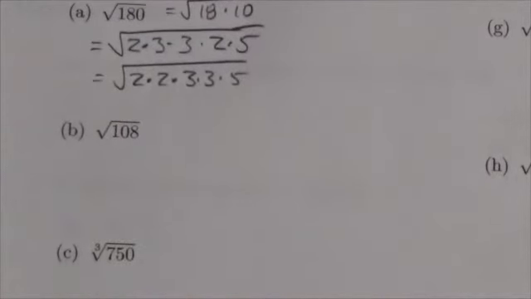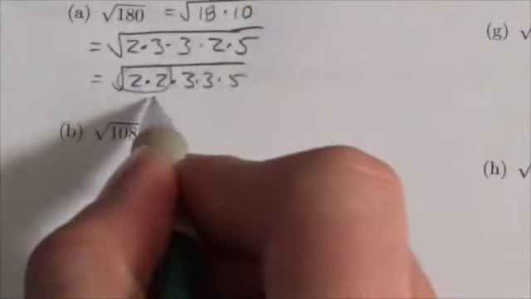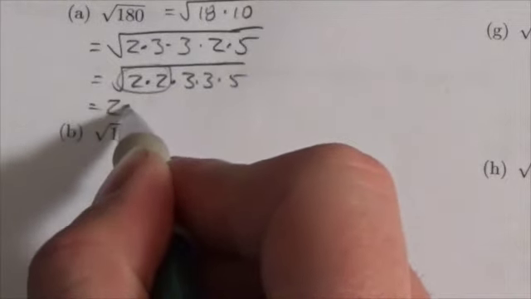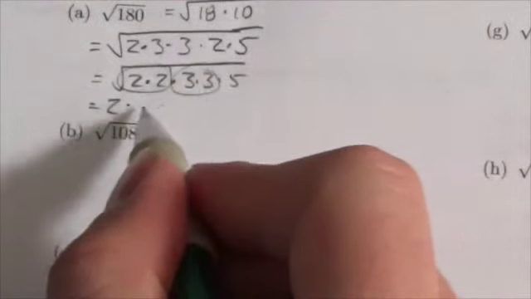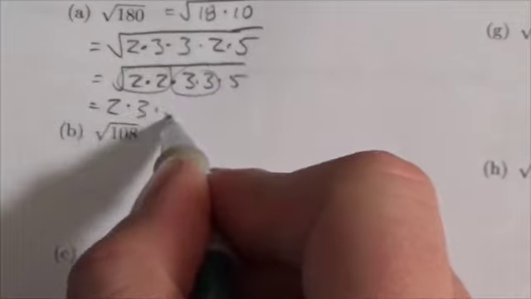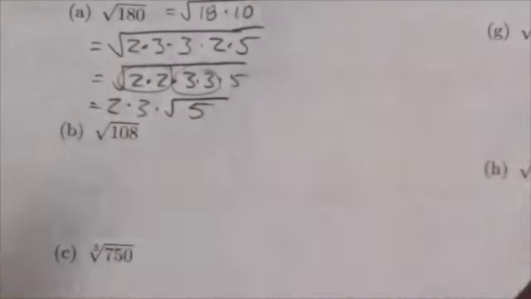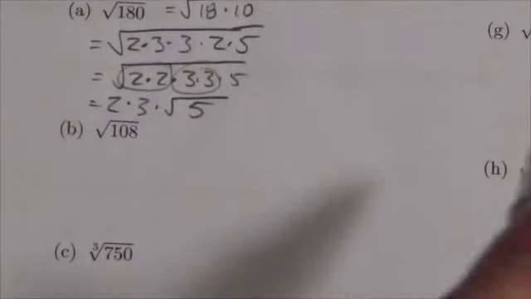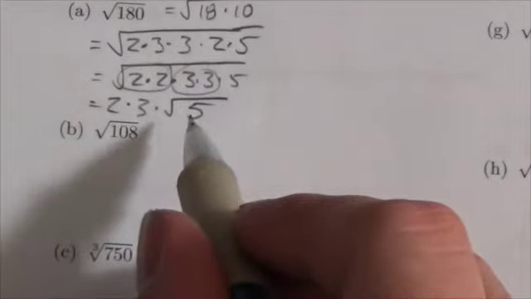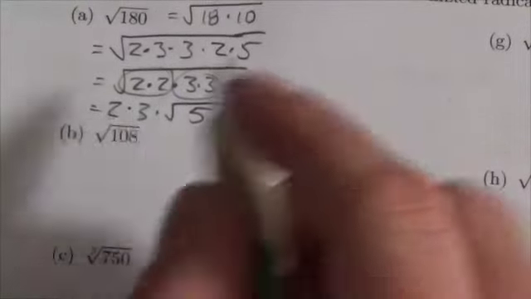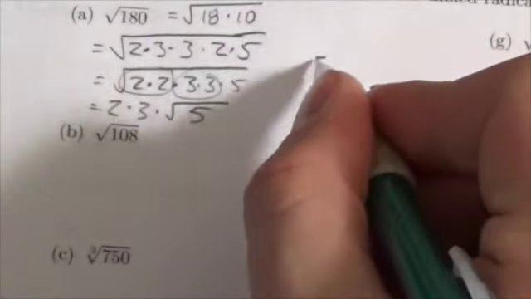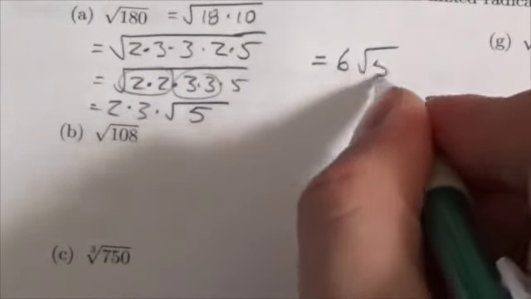And now, because this is a square root, that pair of 2's is going to give me a 2 out front. That pair of 3's is going to give me a 3 out front. The 5 had no partner, so it stays underneath the radical, and that's as good as it's going to get. And now I just got to simplify that. And so my answer is going to be 6 root 5.